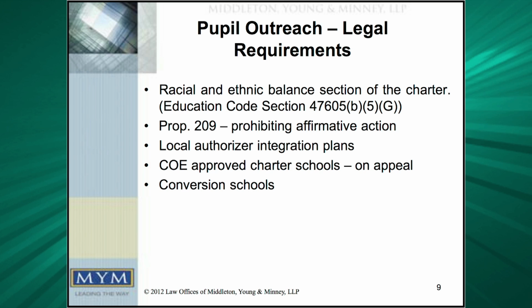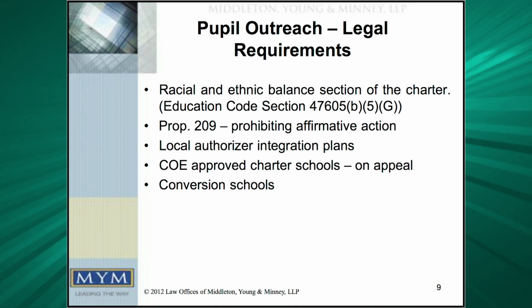Let's close on the pupil outreach issue that interrelates with all of this. The Charter Schools Act required your charter to state in a reasonably comprehensive fashion the means the charter school will use to achieve, at least the way the code is written, pre-Prop 209, ethnic and racial balance reflective of the general population residing in the school district in which the charter school was submitted.